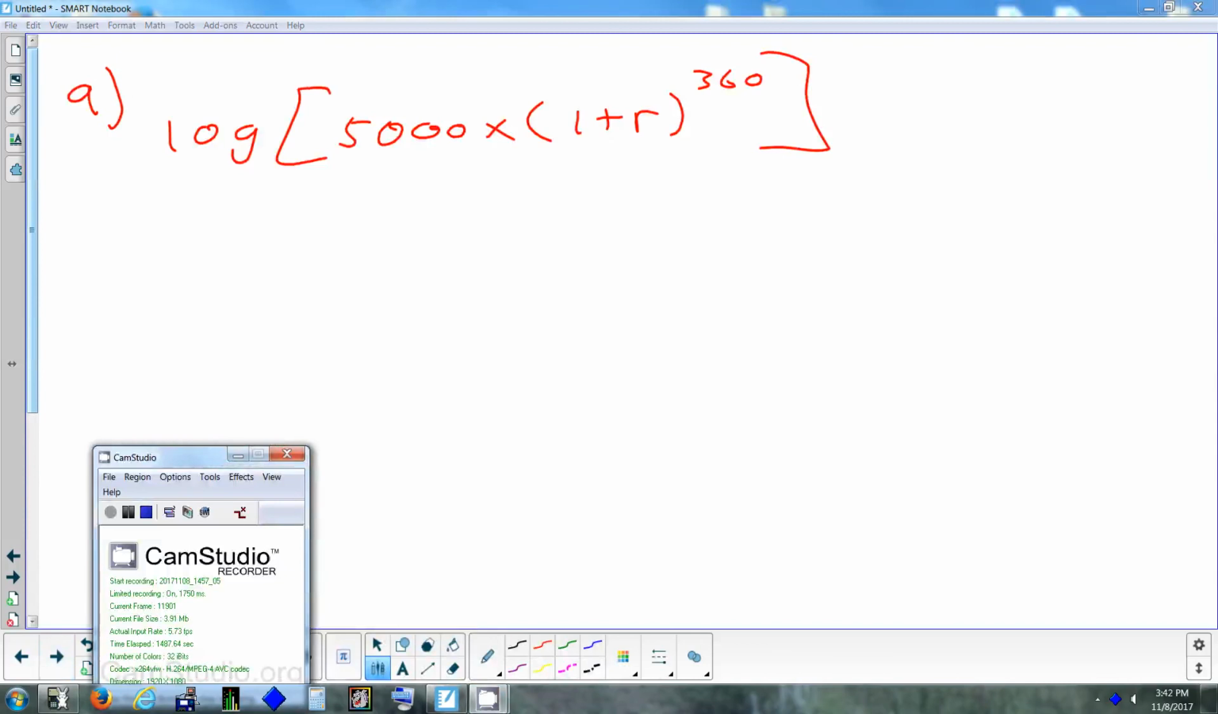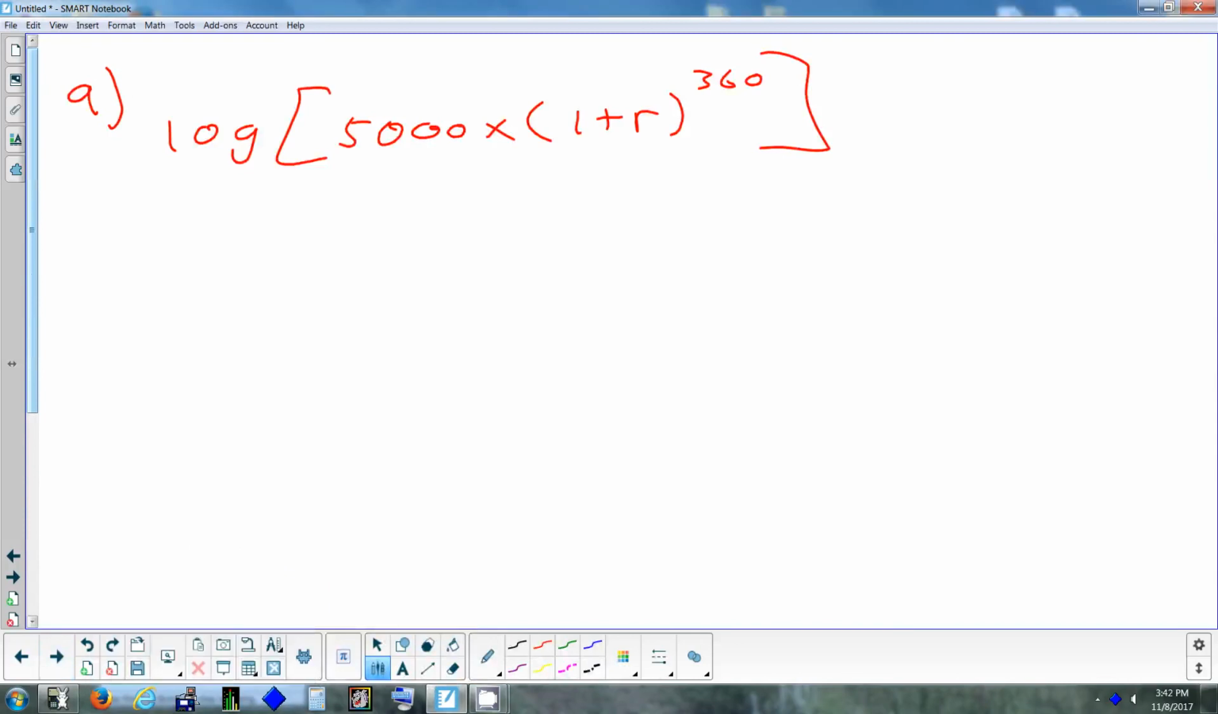All right, so let's look at how we would split that up. First of all, inside the brackets, do you have a product or a quotient? Product. Yeah, product, you're multiplying. And you're multiplying three things together: the 5,000, the x, and the 1 plus r to the 360. So when we split it, it's going to split into three logarithms. And because it's a product, does that split as a sum or difference? Yep, it's going to be a sum.